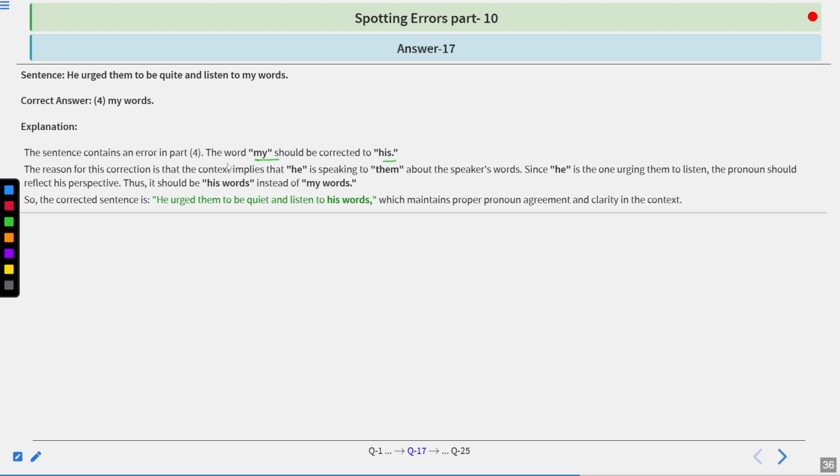The reason for this correction is that the context implies that he is speaking to them about his own words, since he is the one urging them to listen. The pronoun should reflect his perspective. Thus, it should be his words instead of my words. So the corrected sentence is: he urged them to be quiet and listen to his words, which maintains proper pronoun agreement and clarity in the context. I hope you have understood.